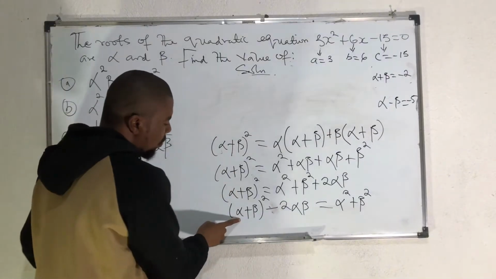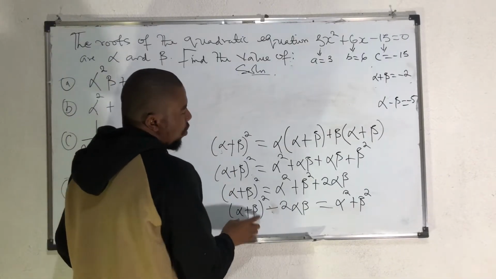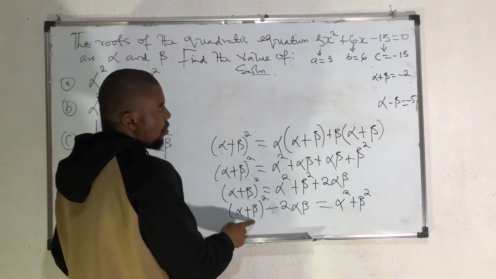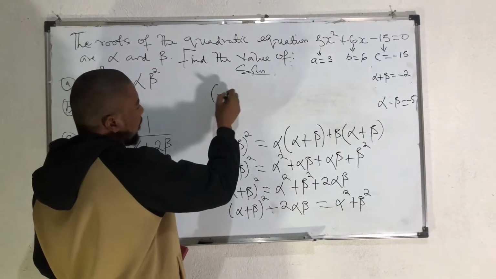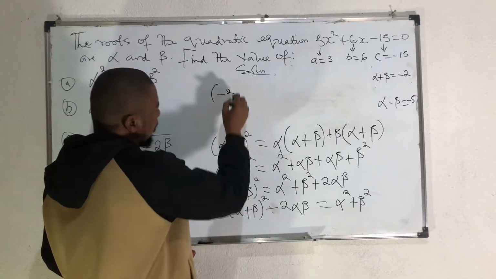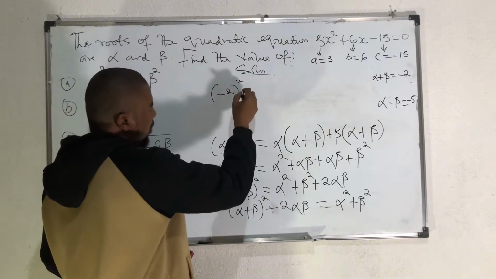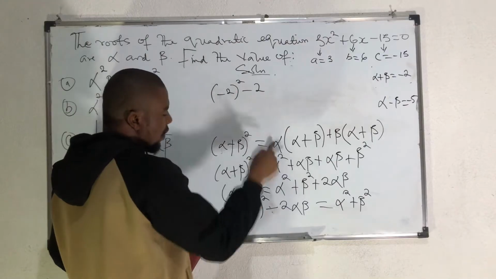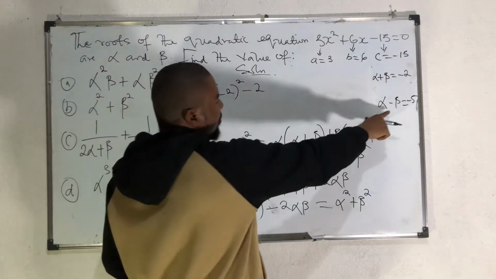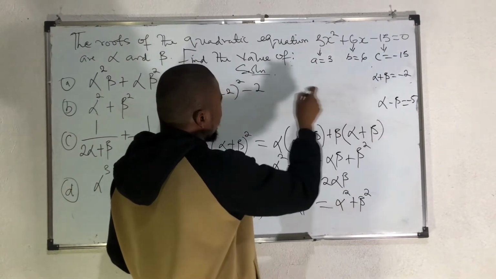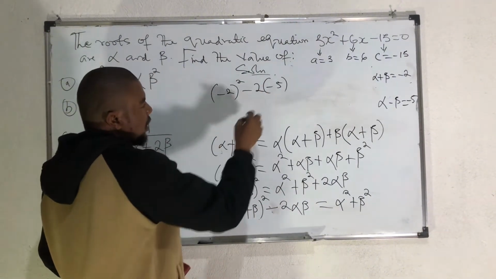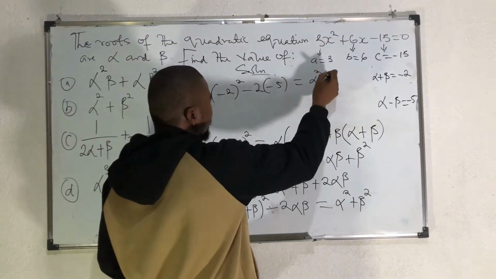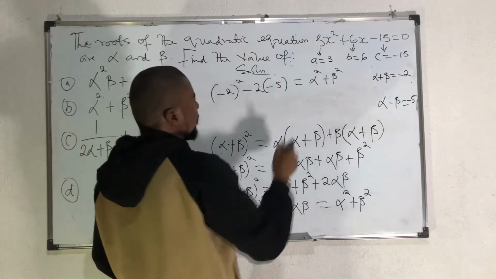On the left here, we have alpha plus beta. Whenever we see alpha plus beta, we put negative 2. This is now going to be, we open our bracket, negative 2. Remember, it is squared. We say negative 2 squared minus 2. What is our alpha times beta? Our alpha times beta is negative 5. As you've seen here, we say minus 5. The 2 multiplies the negative 5. This is equal to alpha squared plus beta squared.